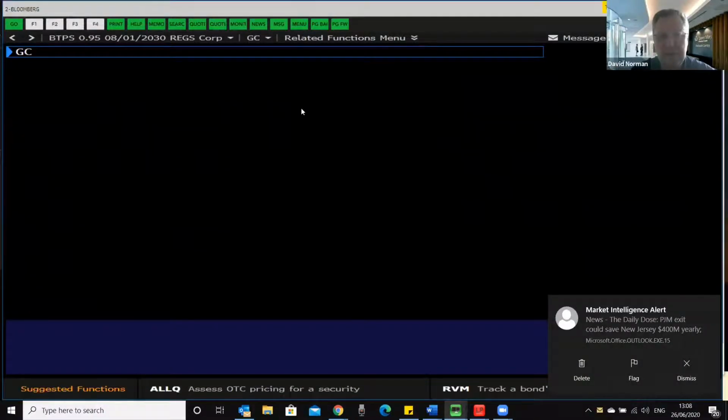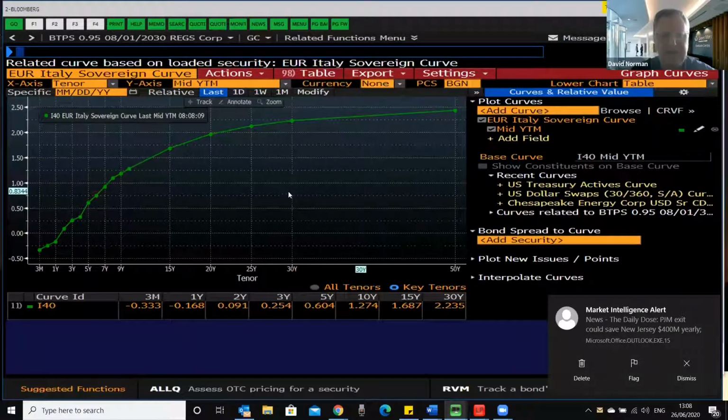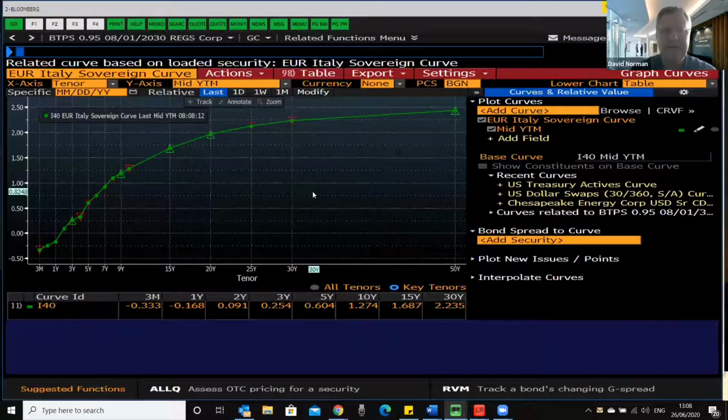I should be able to see the bond. There's the bond. So this is the Italian sovereign bond curve for the yield of those bonds. And you see here a time series of different yields for the bonds.